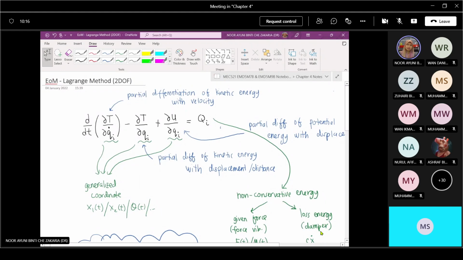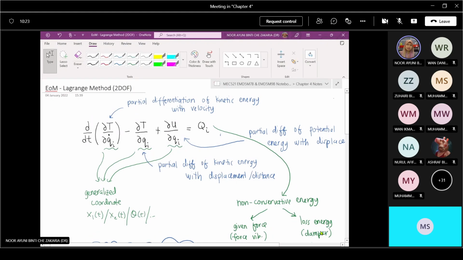So Lagrange method from Tuesday. Lagrange method is based on energy method. So energy method does not require you to have a free body diagram. So if you can have the summation of the energy, sorry. Okay, so if you can have an energy equation, then you can do the Lagrange method.